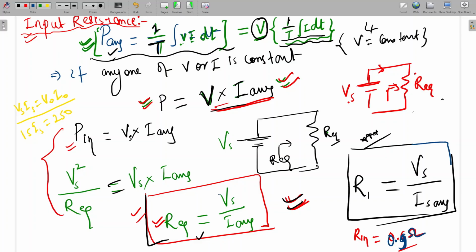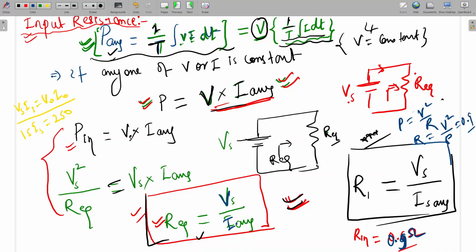Yes, sir. 0.9. Vs by I average, or directly we can do P is equal to V square by R. So how much power is the load delivering? This equivalent circuit will deliver the same amount of power. So V square by R is equal to V square by P is equal to 0.9.